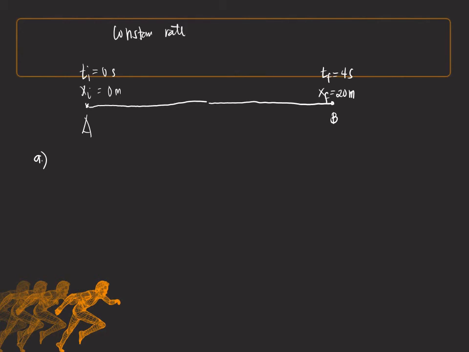Since sabi niya naman, constant rate yung pagtakbo. Diba? Anong formula natin for velocity? We have delta x all over average to all over delta t. Actually, hindi na to average kasi constant velocity siya. So, ang delta x is equal to final position minus initial position all over final time minus initial time.